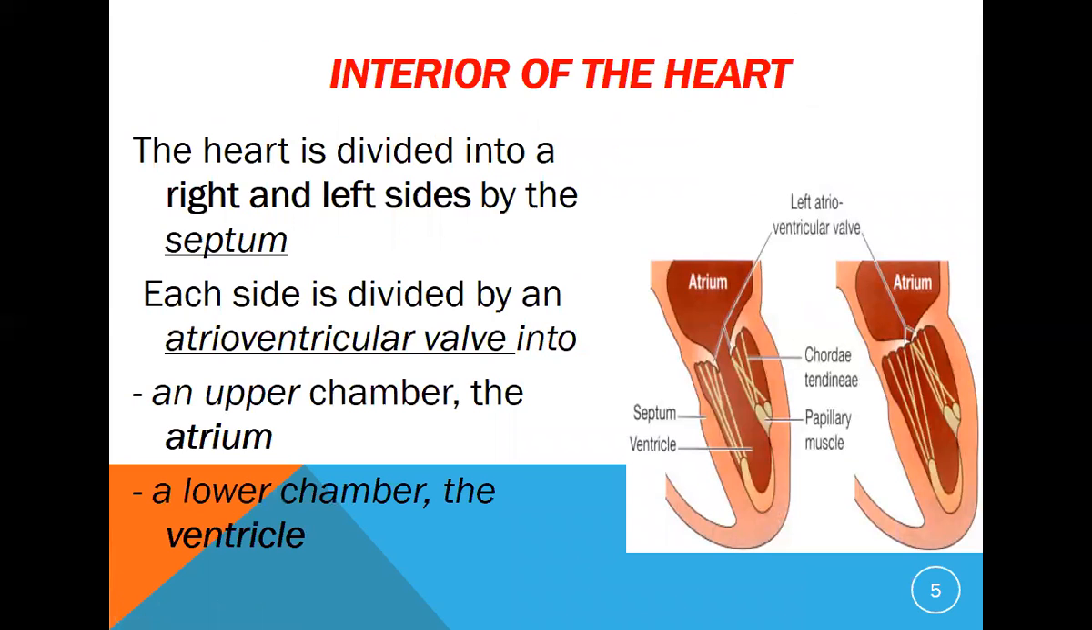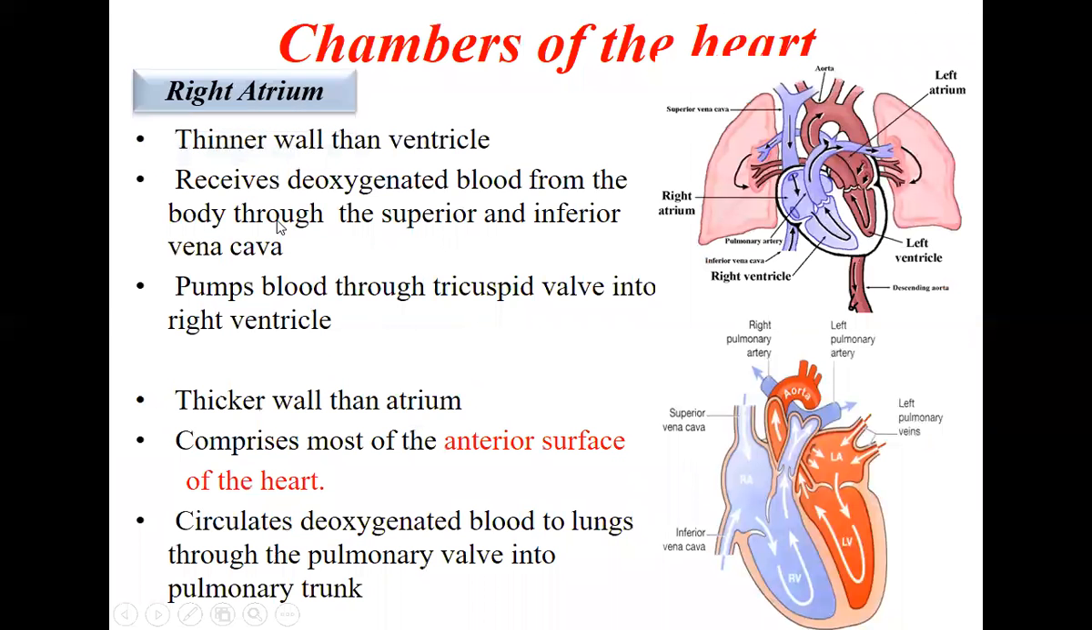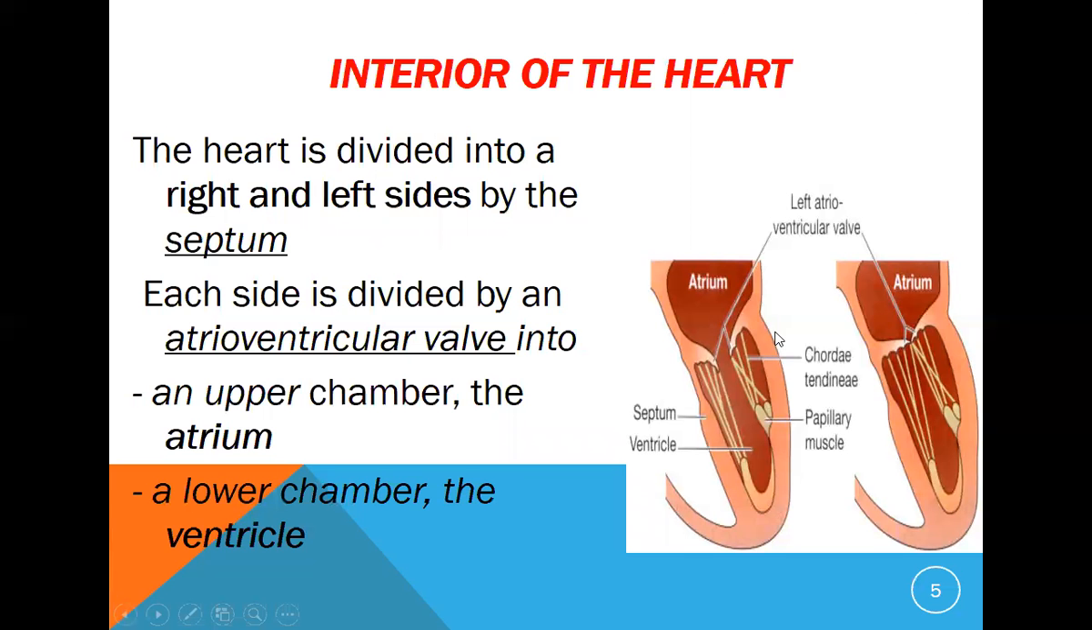Now if we cut and see inside the heart, then we can see the interior of the heart. Interior means inside of the heart. When we study the interior, the heart is divided into right and left side by the septum. If you see here, the heart is divided into two parts by a septum. This is called the septum. There is the interatrial septum between the two atria and the interventricular septum between the two ventricles.